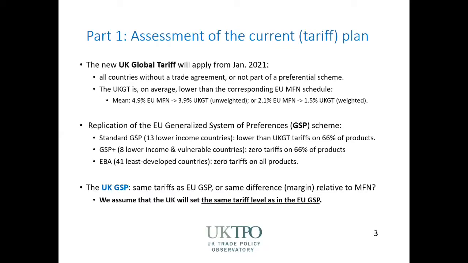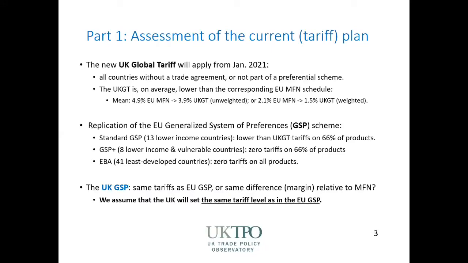I would like you to see that the coverage of these 2 schemes, the standard GSP and GSP Plus, is not complete. So there's about 1/3 of the products that would be exported and are not GSP eligible. And then finally, the Everything But Arms initiative is the most preferential scheme available to least developed countries, and they benefit from duty-free access to the EU on all their products except arms.